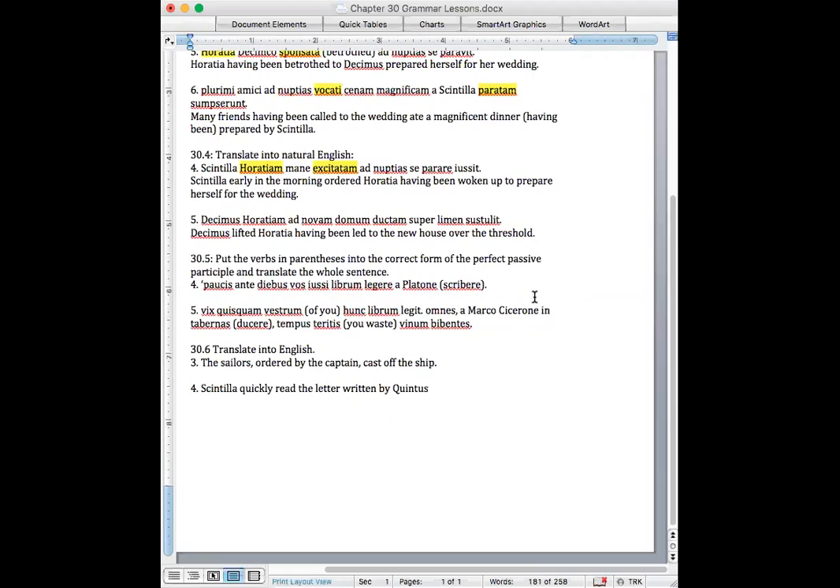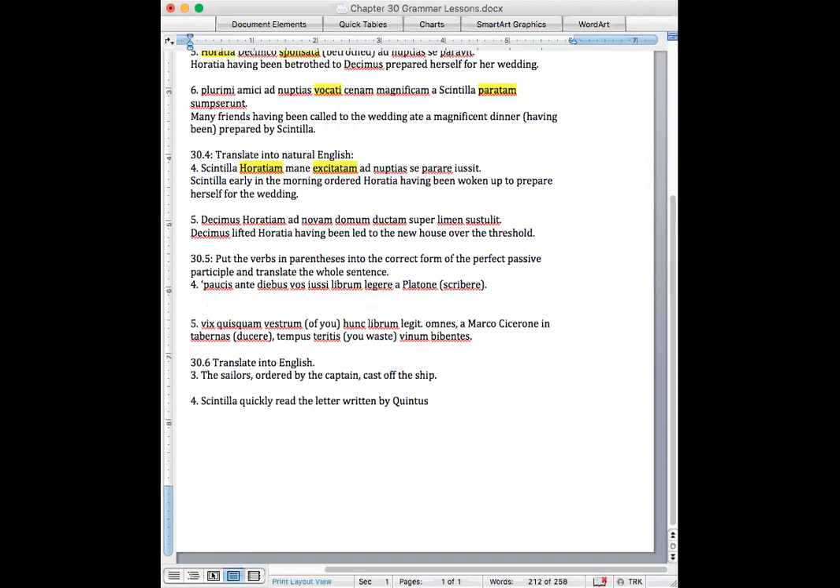Moving on, 30.5. Okay, now we're going to write some perfect passive participles, and then we're going to translate. So this first verb is scribere. How would you find the perfect passive participial form of scribere? You would look it up in the glossary, which I will do right now, so that I will not spell anything incorrectly. So obviously, you can just look at the fourth principal part. You got scribo, scribere, scripsi, and scriptum. Scriptum is the fourth.